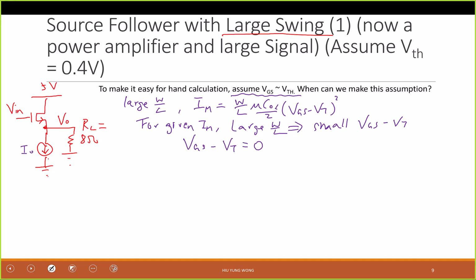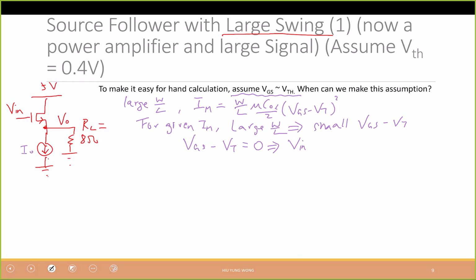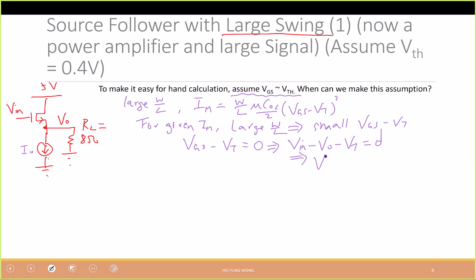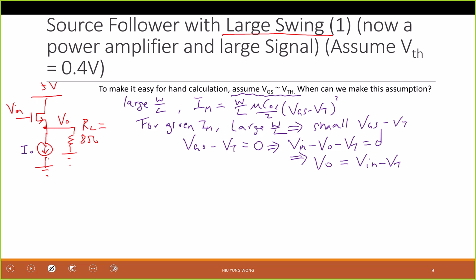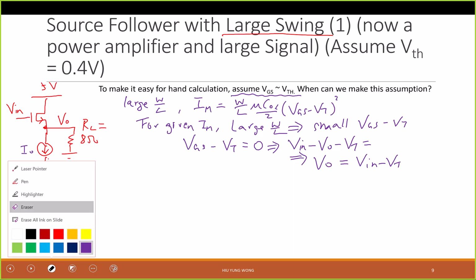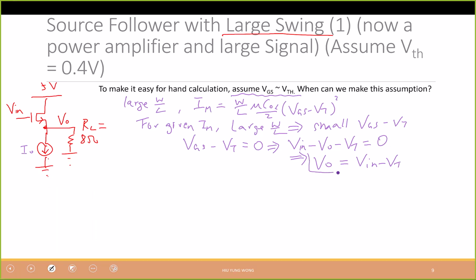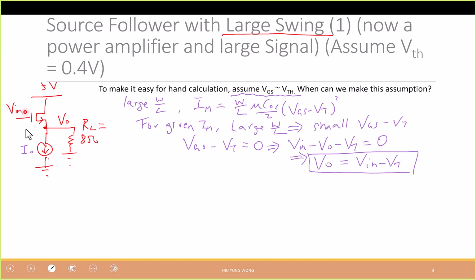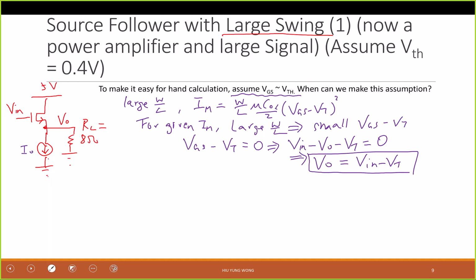What is VGS? Can you tell me based on the notation there? What is VGS in this case? V in minus V out. This is very important. That means V out is always equal to V in minus VT. Is this okay? And that makes sense, right? We are talking about a source follower, so V out needs to be always something below V in. Just like what we discussed before.